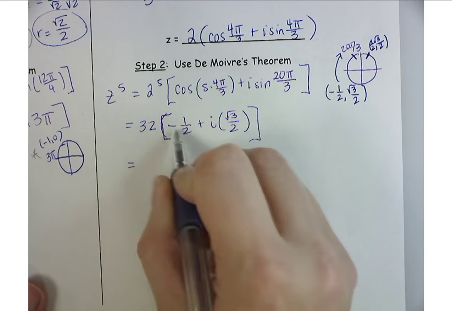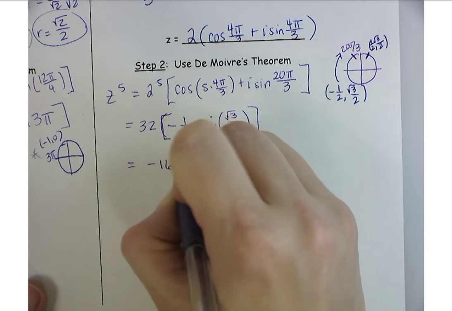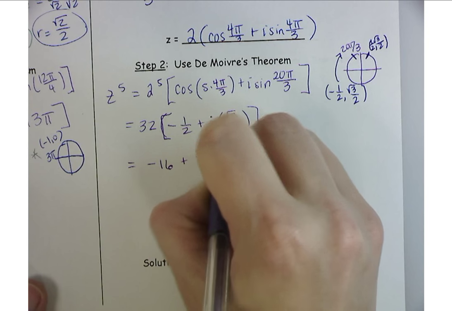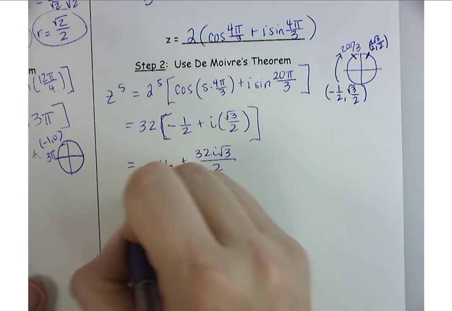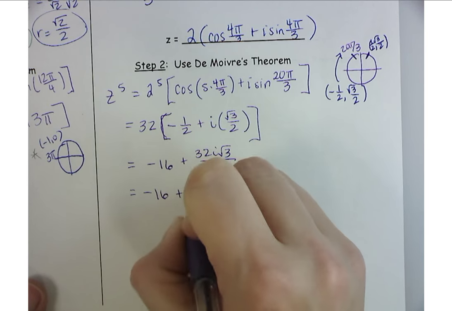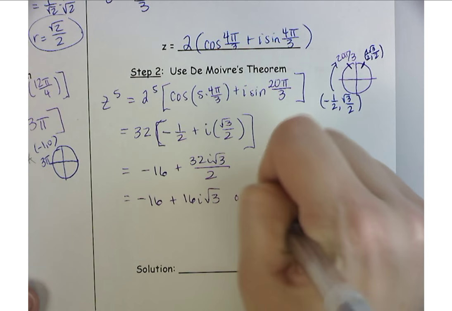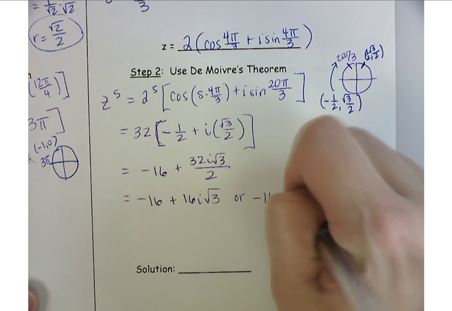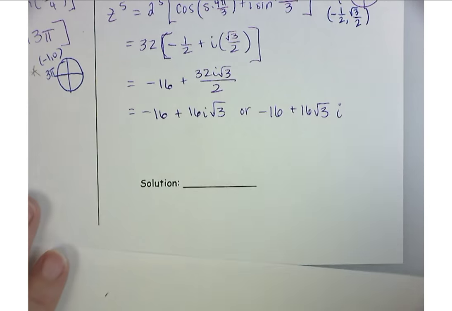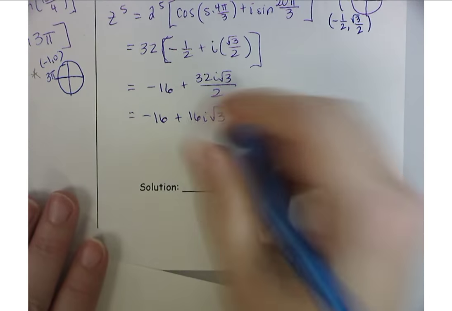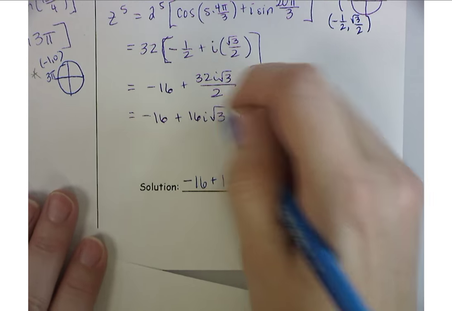So 32 times negative 1/2 is negative 16. If you were to multiply this, you could write it as 32I root 3 over 2. And again, you can simplify that. Okay, so negative 16 plus 32 divided by 2 is 16. And you could either write it like this, or you could write it as negative 16 plus 16 root 3 I. Right? Either one of those would be acceptable. I said either one, get it?